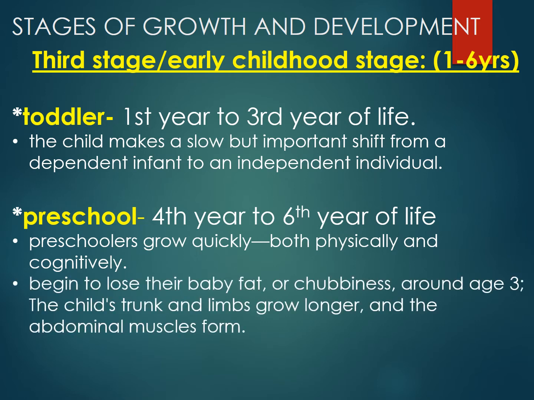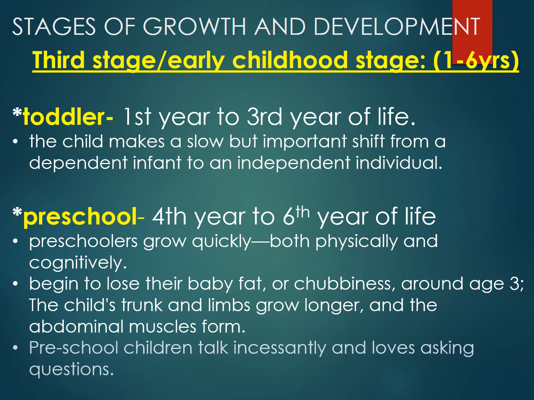The preschoolers also begin to lose their baby fat. They lose their chubbiness at around the age of 3. And the child's trunk and limbs also grow longer and the abdominal muscles begin to form. It is not unusual for us to hear people commenting, "Ala, apaya nga nagtayag kami ten ngem kimutong ka," to a 4-year-old child. That is normal because it is expected that preschoolers will lose their baby fats and chubbiness when they reach a certain age.